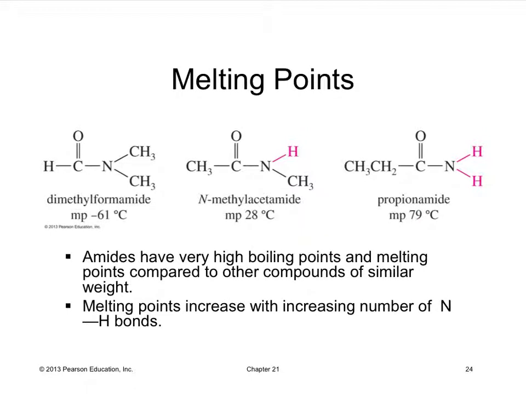Melting points: amides have high boiling points and melting points compared to compounds of similar weight, and the melting points increase with increasing numbers of N-H. So the primary, or non-substituted, amides are going to be the highest, followed by the N-methyl or the dimethyl, as shown here.